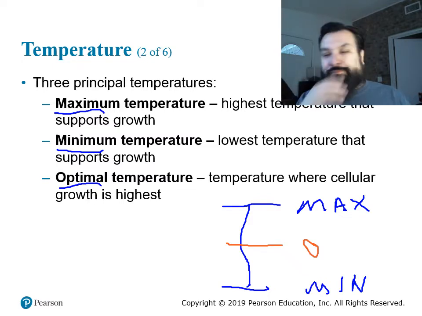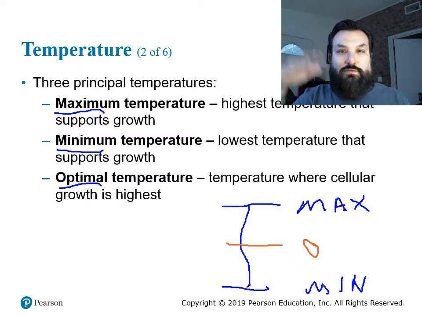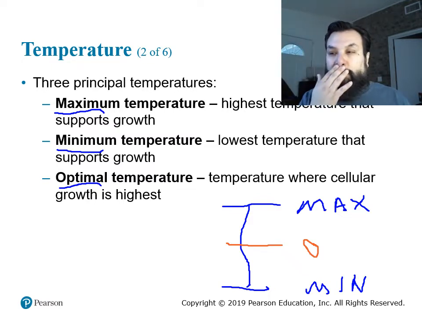For example, most bacteria usually grow at about 35 to 37 degrees. And if you've noticed, we have that big incubator in the lab. That incubator is actually set at 35 degrees Celsius. That is the reason why, because that's the optimal temperature for most organisms.